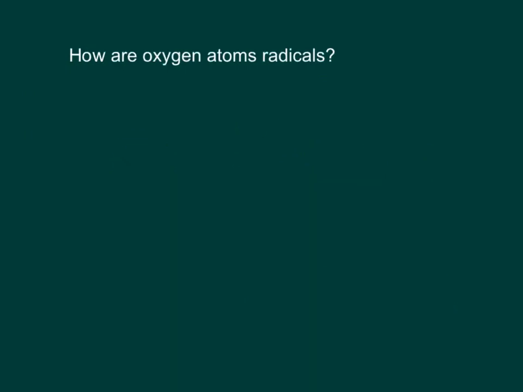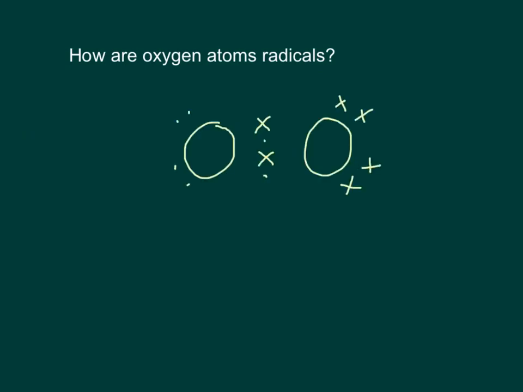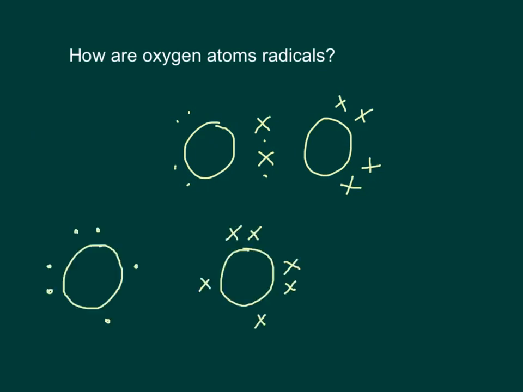So, it may not have occurred to you, but how are oxygen atoms radicals? Because oxygen is in group 6. And we've been told that radicals are species which contain unpaired electrons. So oxygen does not have an odd number of electrons in its atoms. Well, here's a dot and cross diagram of an oxygen molecule.